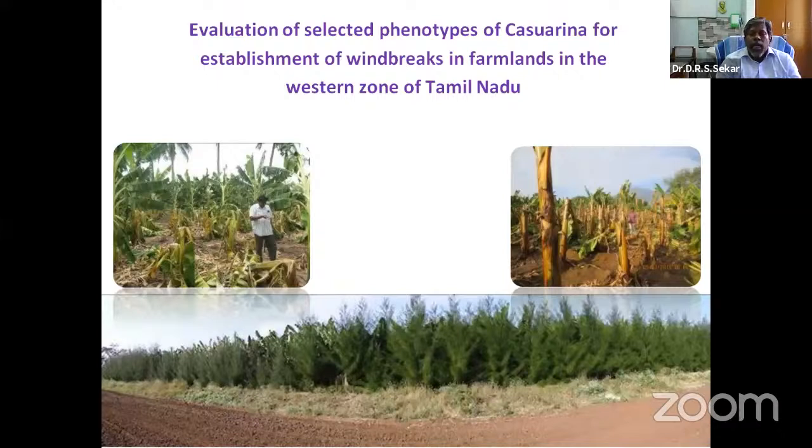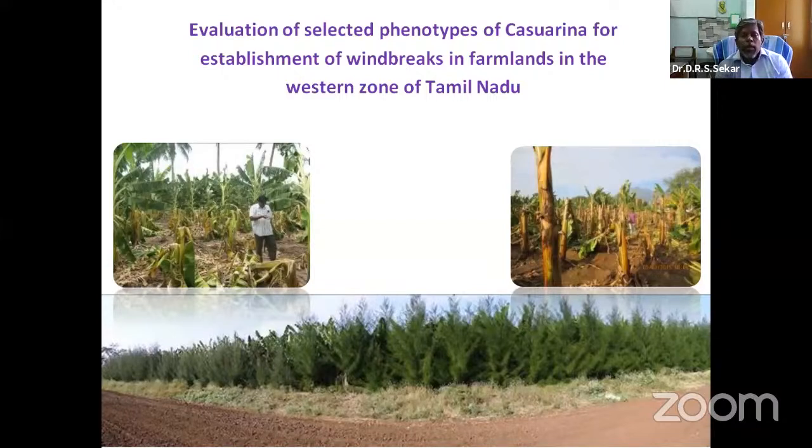This is one of the key flagship programs. What we did is the evolution of a cashew nut with the establishment of windbreaks in the farmers' land in the western zone. During the windy period, the southwest monsoon, there is a huge catastrophe. The banana planters get into a huge economic loss due to the collapse of their plantings from heavy wind blow.